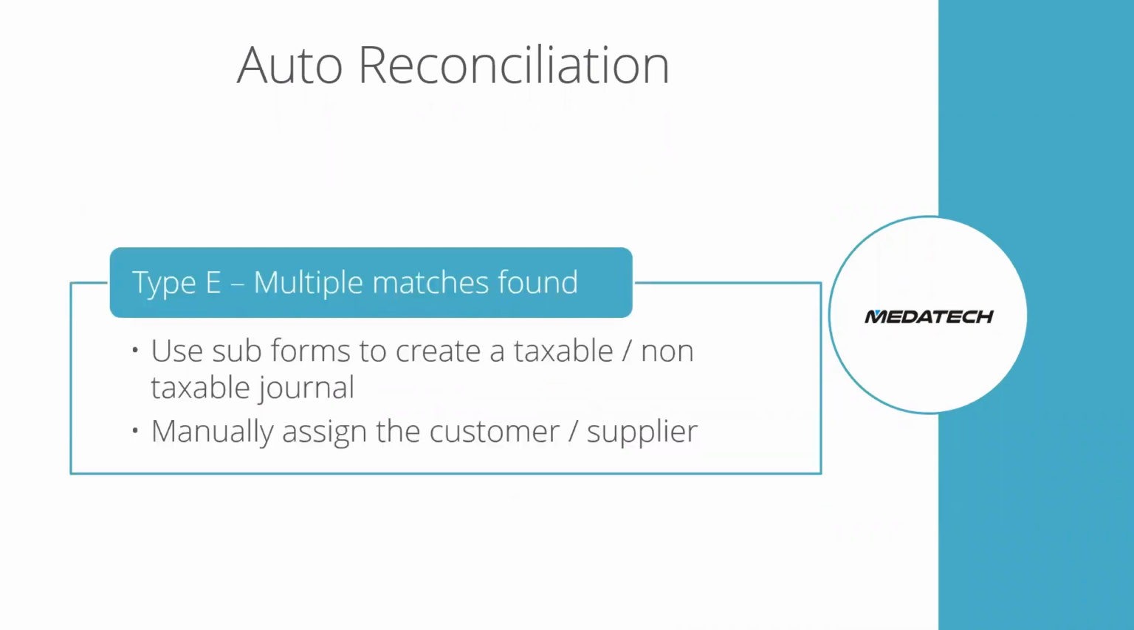Finally, type E is when the system is just not sure which of the above to use. Multiple matches are found, so the user needs to decide on the next action. They might link a supplier, link a customer, reference an invoice, and it will just be processed as the prior ones were.